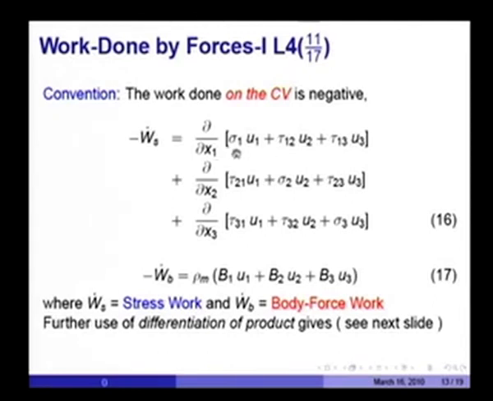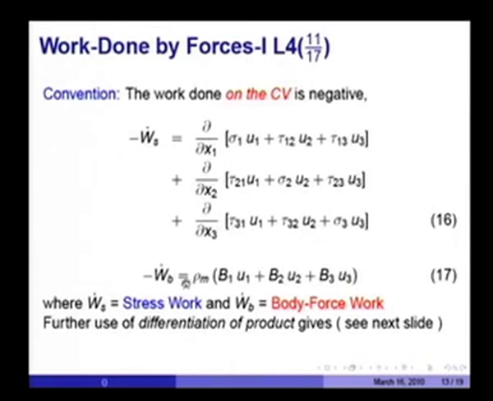So, sigma 1, which acts in direction 1, multiplied by u1 plus tau 1 2 into u2, is the net shear work in the x direction, and so on and so forth. So, you will get shear stress multiplied by the associated velocity in the two directions, and the net work done by stresses, W dot S, would be given as that.